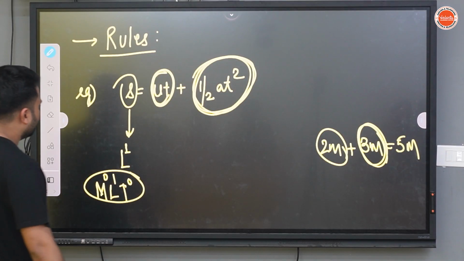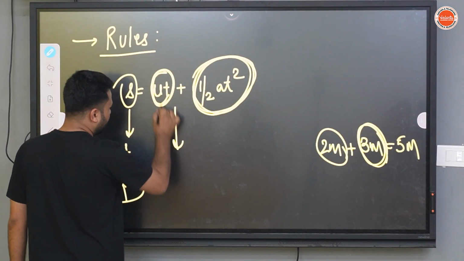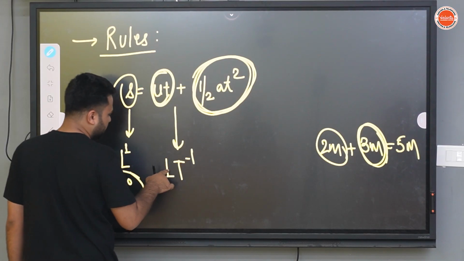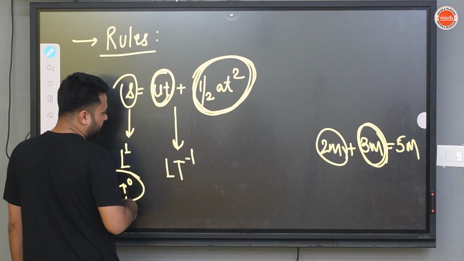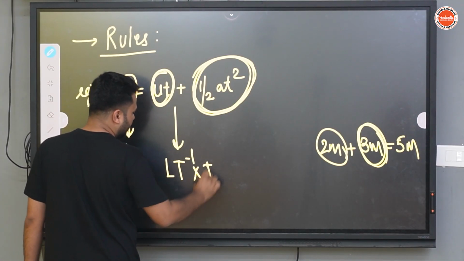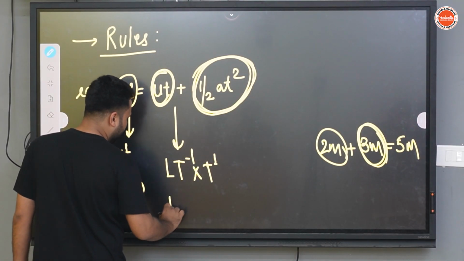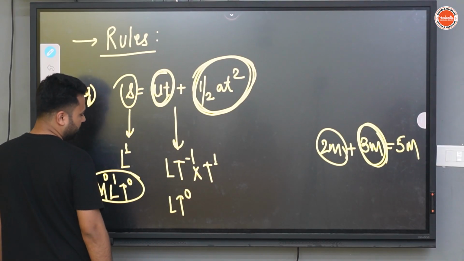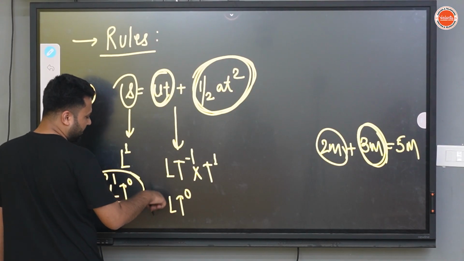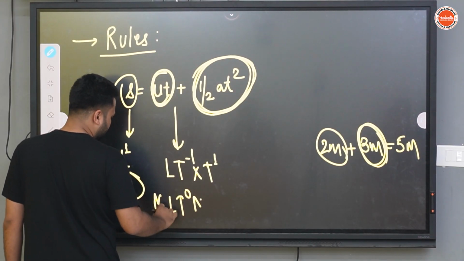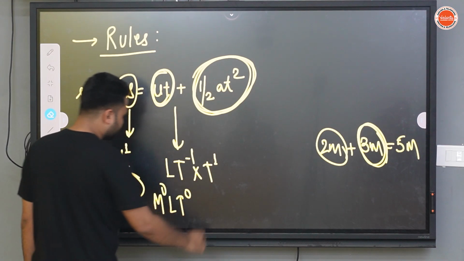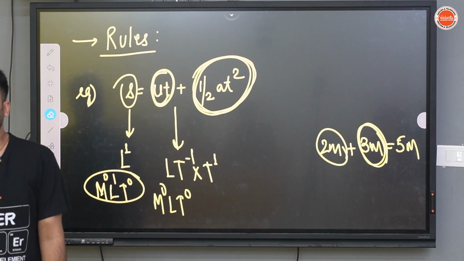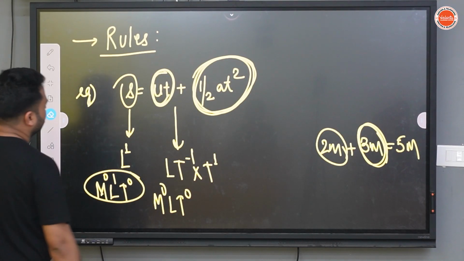Correct? You can check also. Let's check ut. u means velocity. Velocity dimension is meter per second, multiplied by time. Time is power 1, so L minus 1 plus 1, 0. So T to the power 0. See, only length is coming now. You can write M to the power 0 also, since mass is not there. So M0 L1 T0, M0 L1 T0. So all these three terms will have the same dimension.